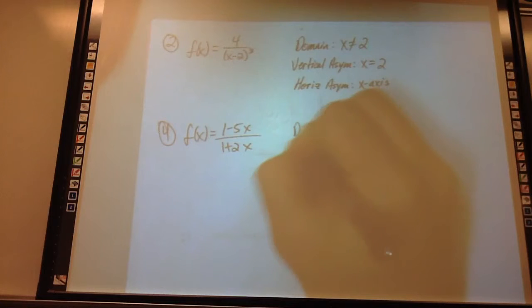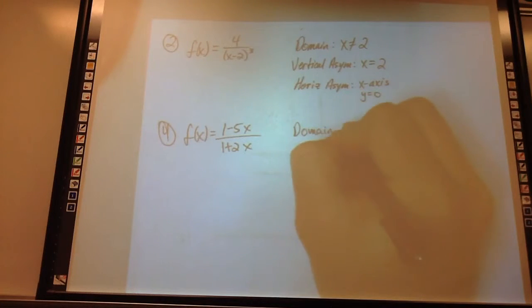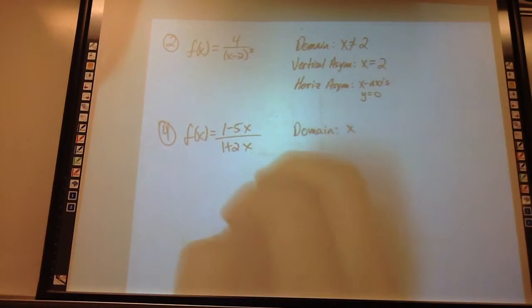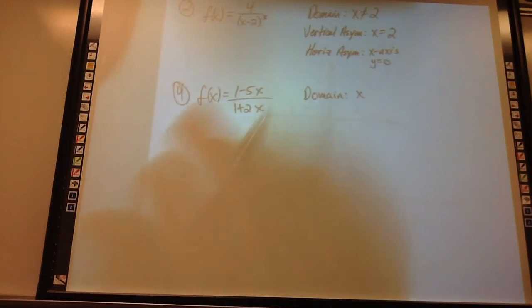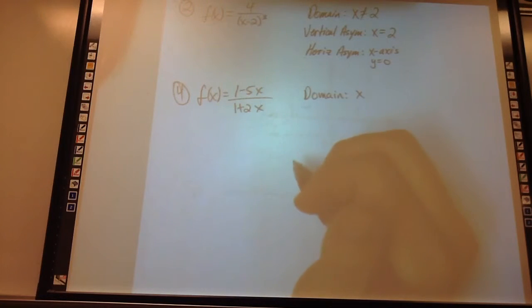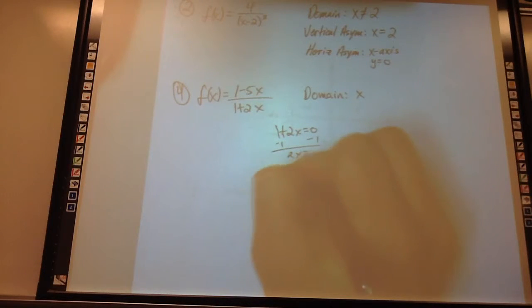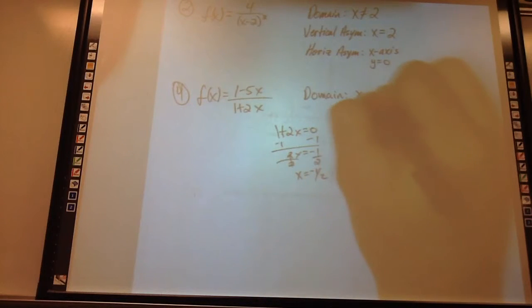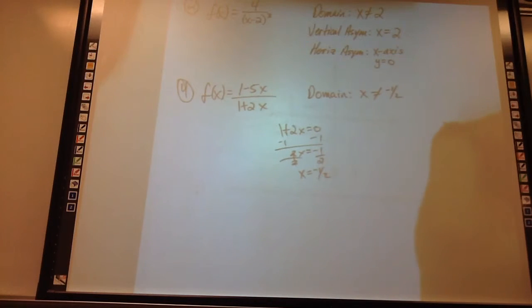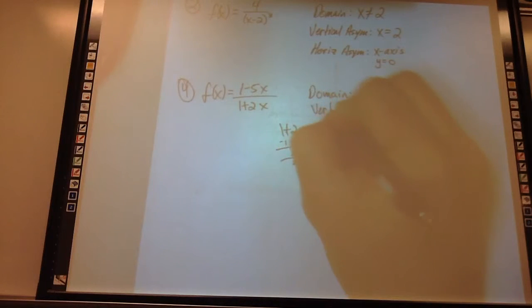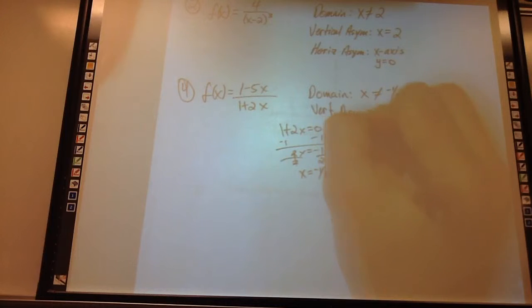So let's see, domain. What do you do to find the domain? I was just doing it in my head, but I should ask you. So it's equal to 0. Yeah, bottom can't be 0, so 1 plus 2x equals 0. Subtract 1, divide by 2. Negative 1 half. So x can't be negative 1 half. If it was, that would make the bottom 0. So the vertical asymptote is at x equals negative 1 half.